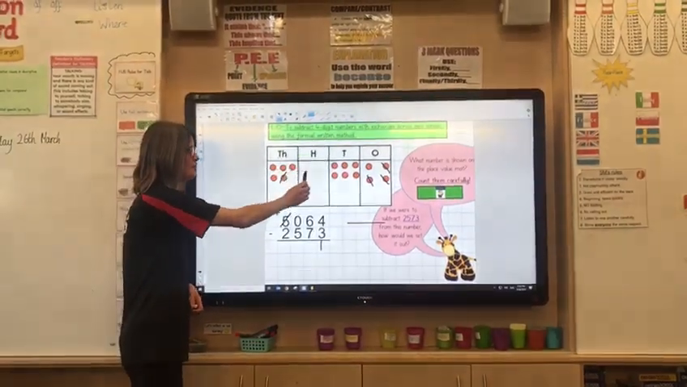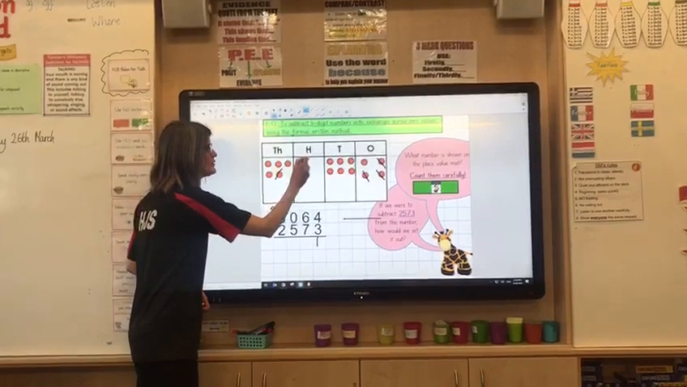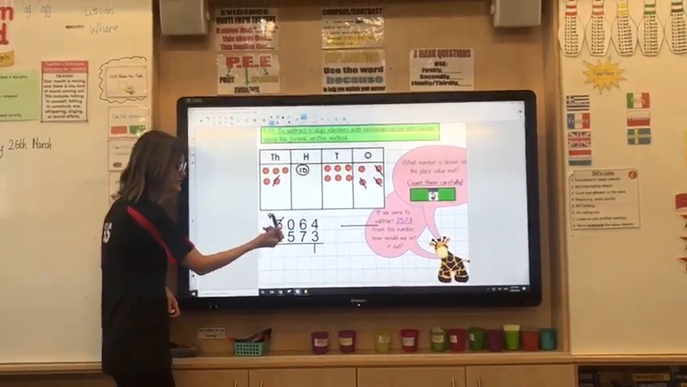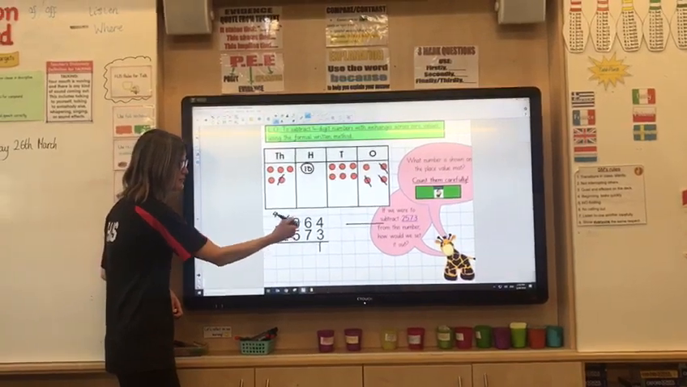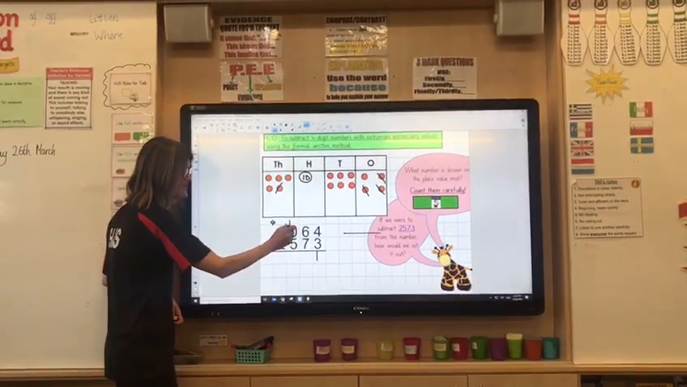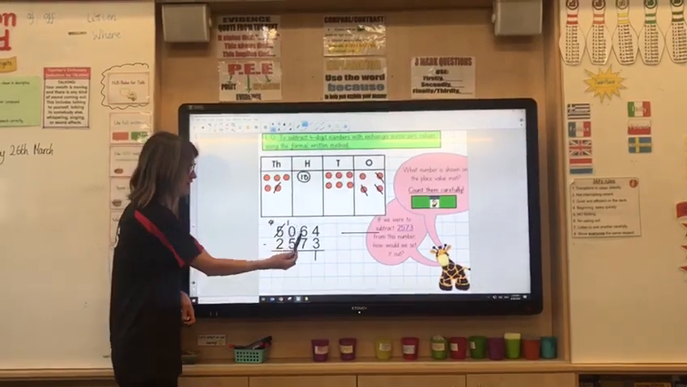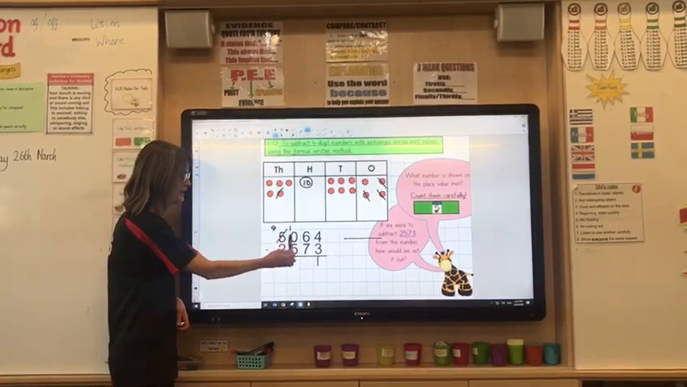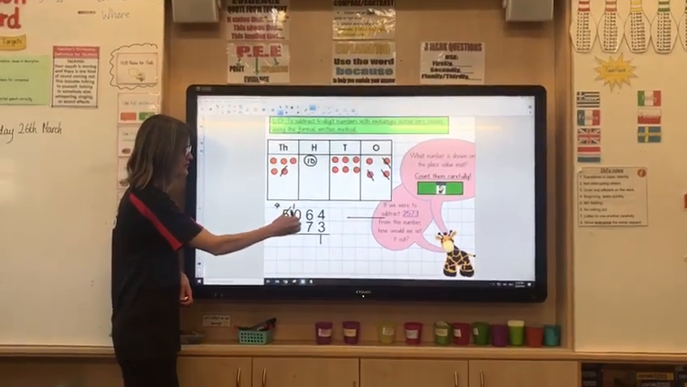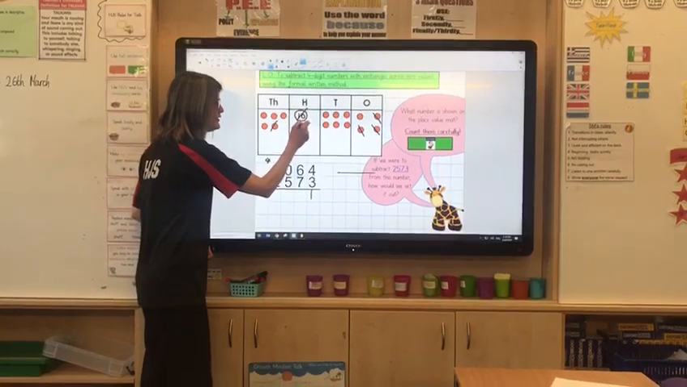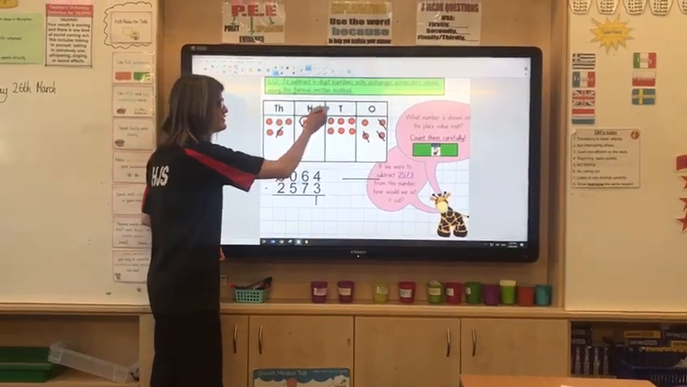Now 1,000 is worth 10 hundreds, so I'm going to represent it by putting my 10 in the hundreds column. I'm also going to represent it on my written calculation by bringing my thousands over into the hundreds column. So I've got my 10 hundreds. I still can't do 7 tens away from 6 tens, but I can now exchange from my hundreds column. So I'm going to take one of my hundreds, this is going to become a 9, and I'm going to bring it into the next place value.